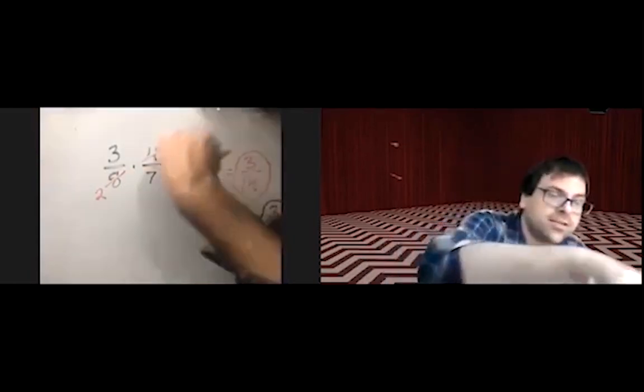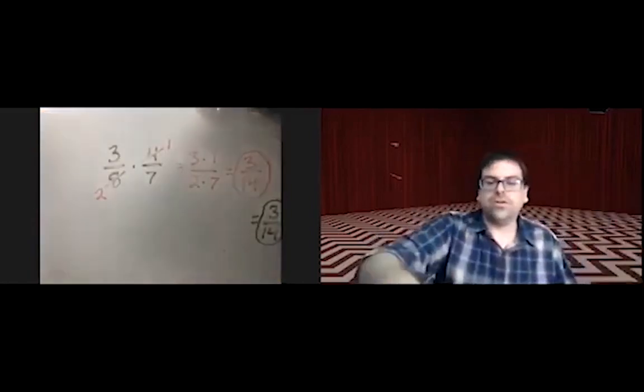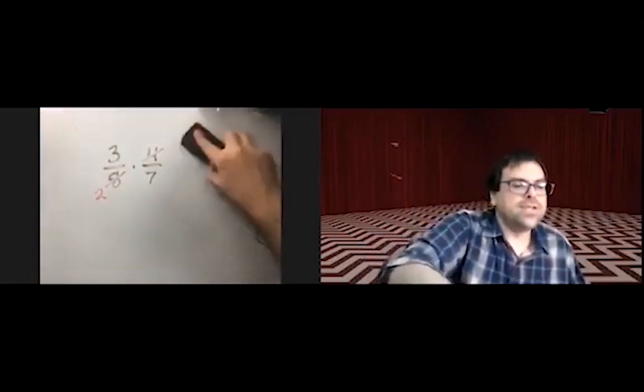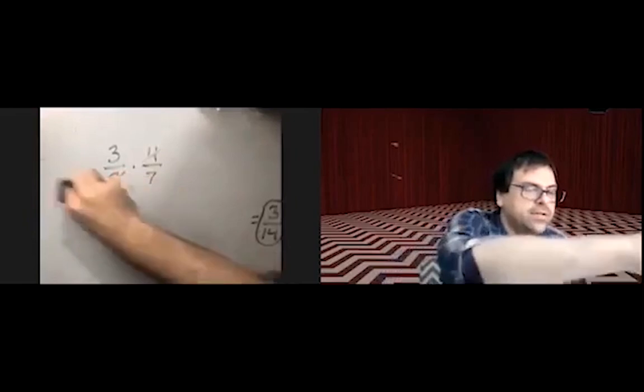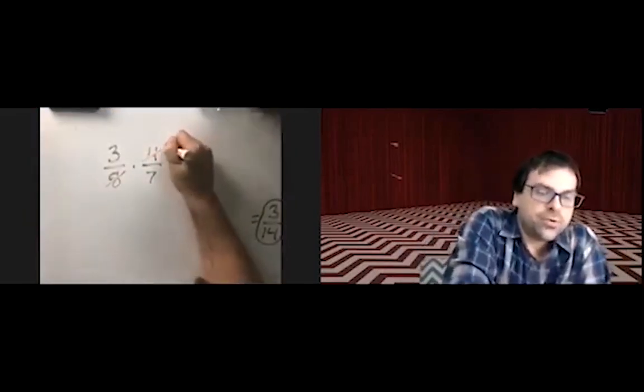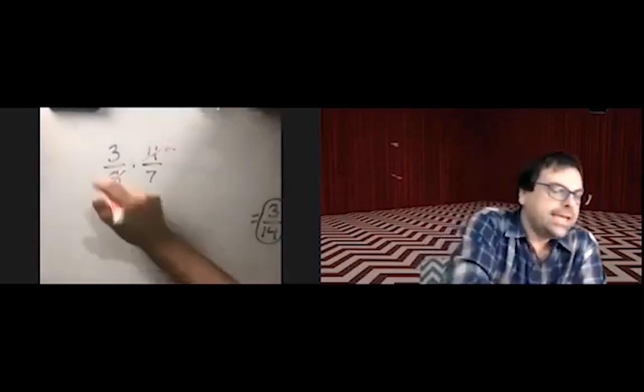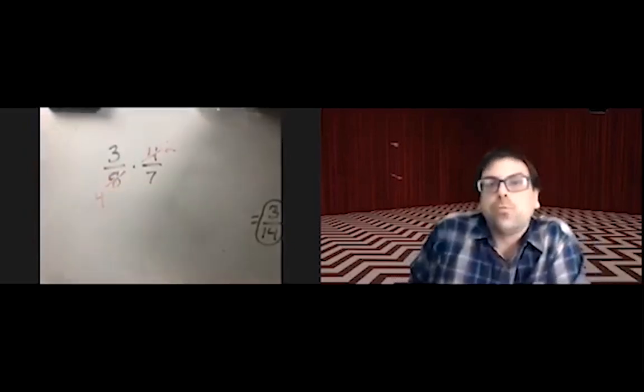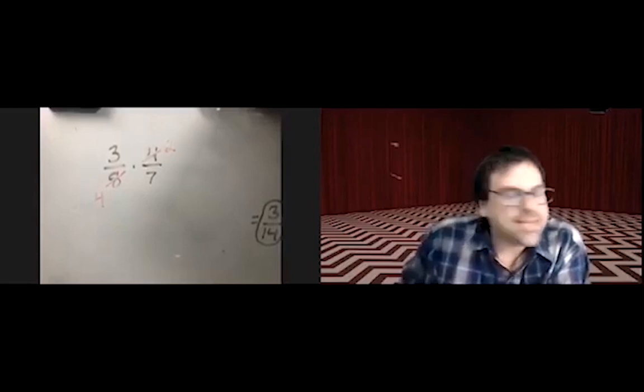What if you didn't notice that they're both divisible by 4? What if you just notice that they're both divisible by 2? That's okay. 4 divided by 2 is 2. 8 divided by 2 is 4.